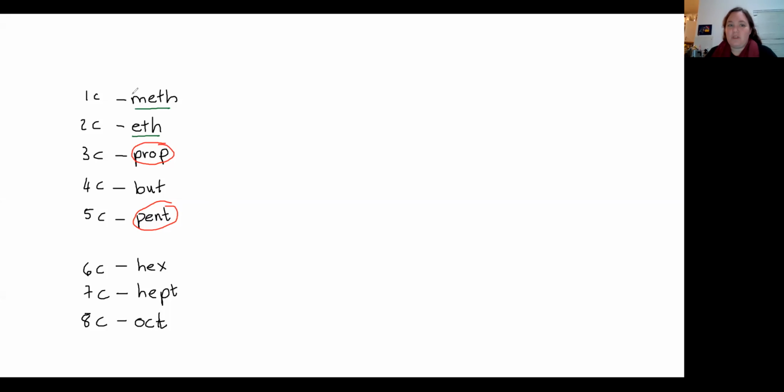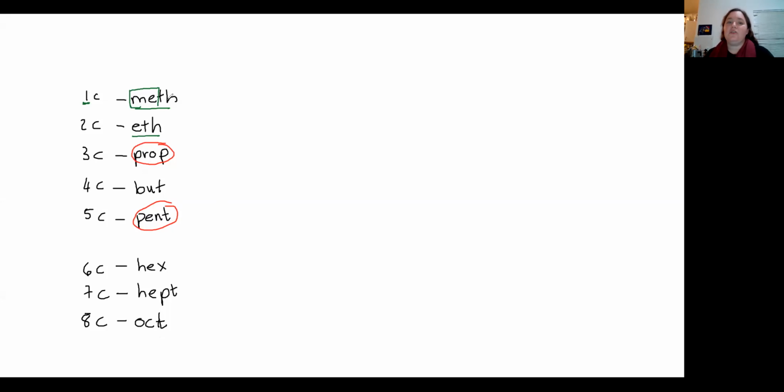Just a little bit of a hint with the meth and the eth. I always remind myself, when it comes to which one comes first, who's number one. And number one, I know this is very selfish, but number one is me. Me comes before E. We don't even know who E is. All right. So meth, eth, prop, but, pent, hex, hept, oct.